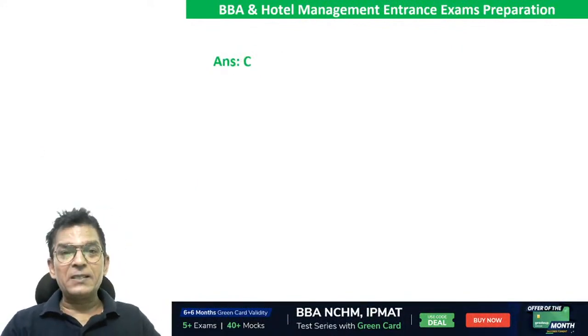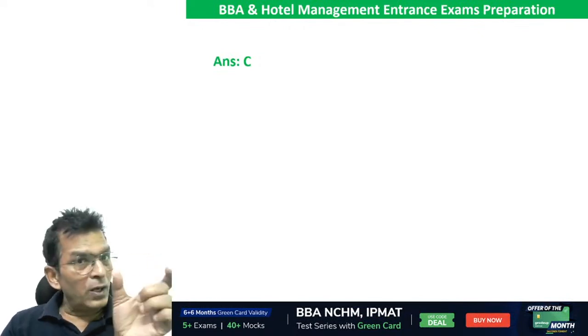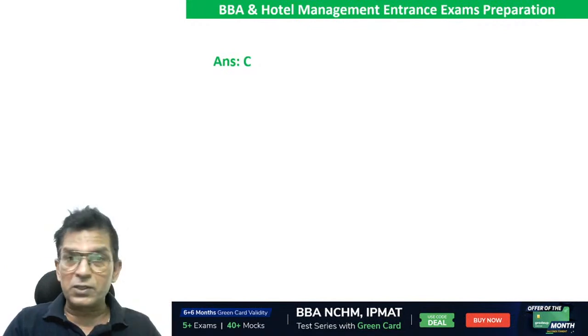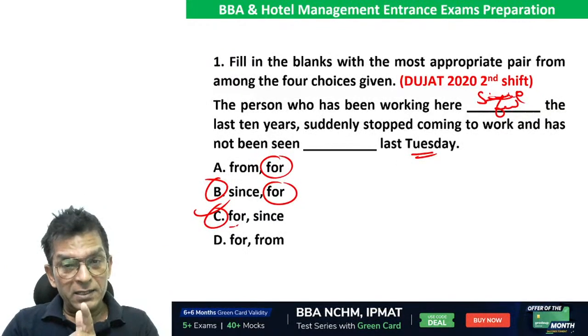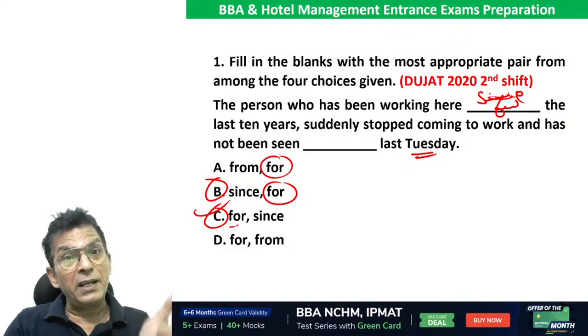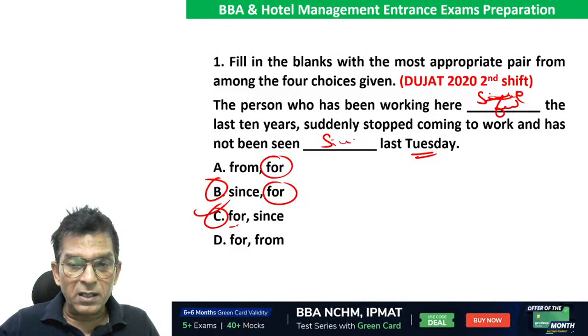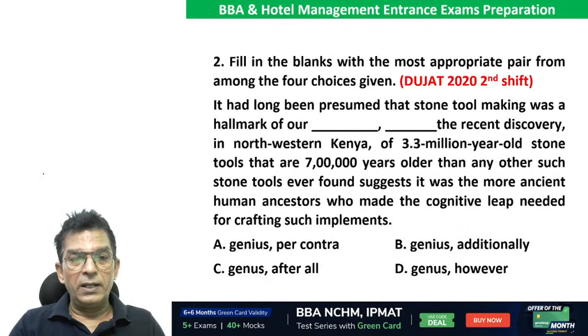The thing is, I messed up the option, but the concept is the same. For the last 10 years, because it is the entire period, it's not the beginning time. Therefore, since cannot come in the first blank. But in the second one, since has to come because it is the beginning time. So since last Sunday. Therefore, the answer is C. Good. To the next one. Try this.